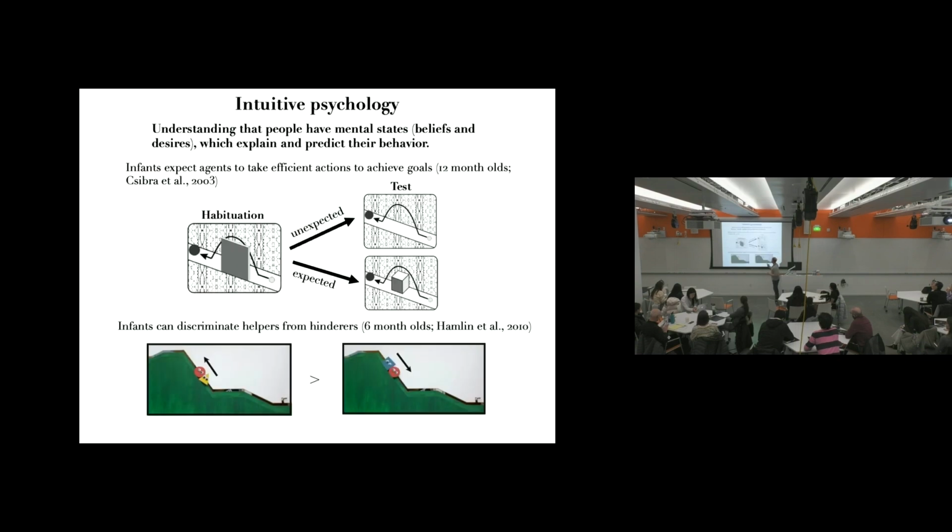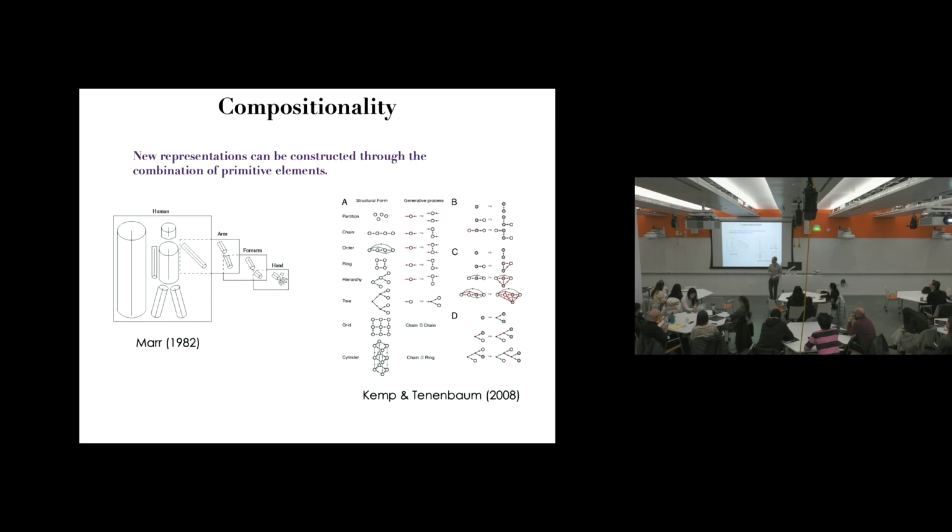So intuitive psychology, again, from a very young age, pre-verbal infants have notions of what other agents are and how they expect them to behave. Like they expect agents to take efficient actions to achieve goals, so they're not going to just randomly jump when there's no obstacle blocking them. They can even discriminate helpers from hinderers. So, another agent that's helping push another agent up a hill versus pushing it down deviously. So those are intuitive theories.